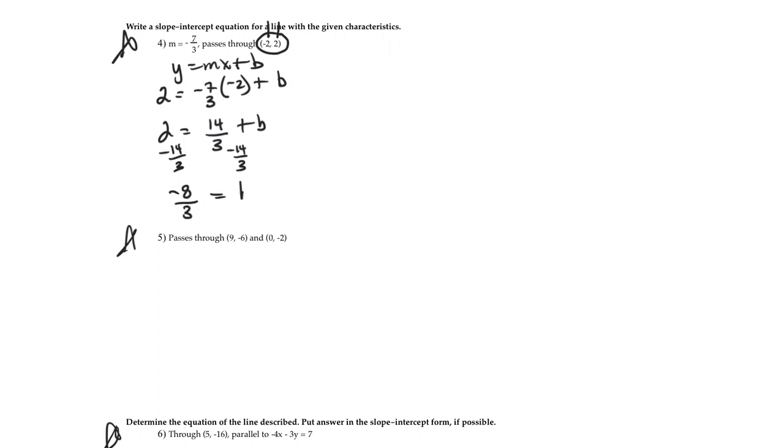You probably better check that. That's what the y-intercept is. So then my equation will be y is equal to the slope, negative 7/3 x, minus my y-intercept, 8/3.